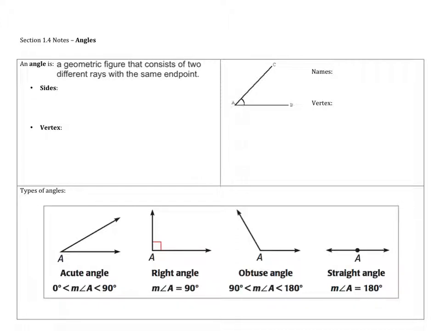When we're talking about the sides of an angle, we're just referring to the two rays that made up the angle. If we're referring to the vertex of the angle, we're talking about that common endpoint that they were sharing.